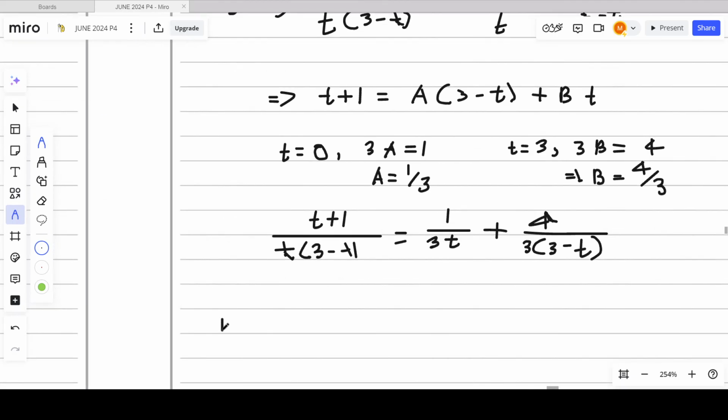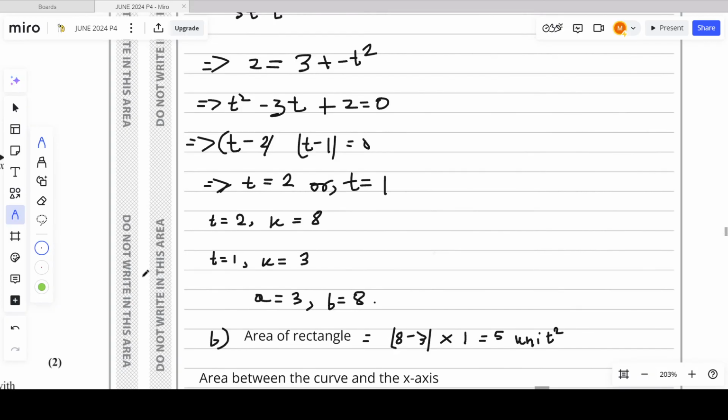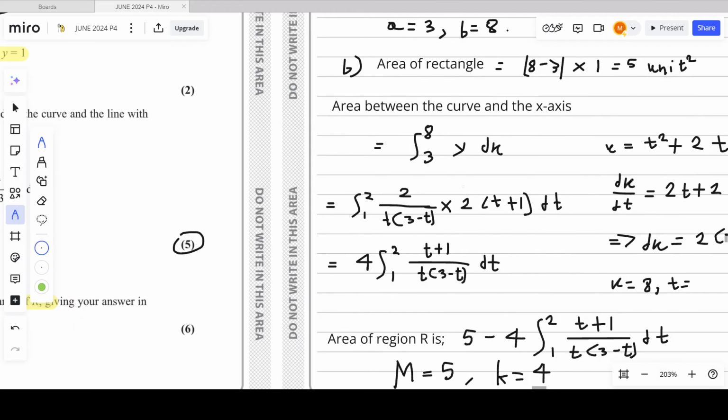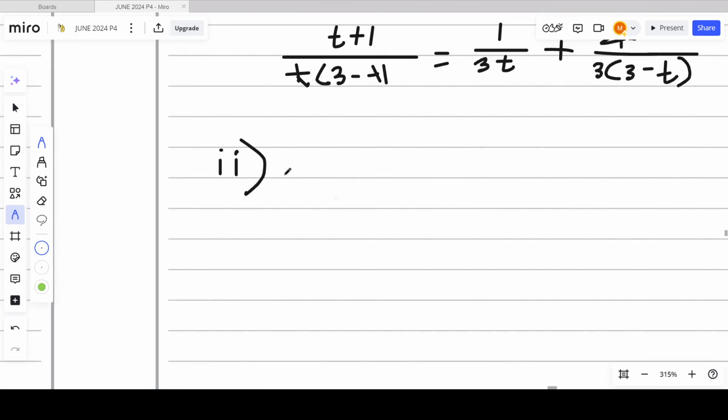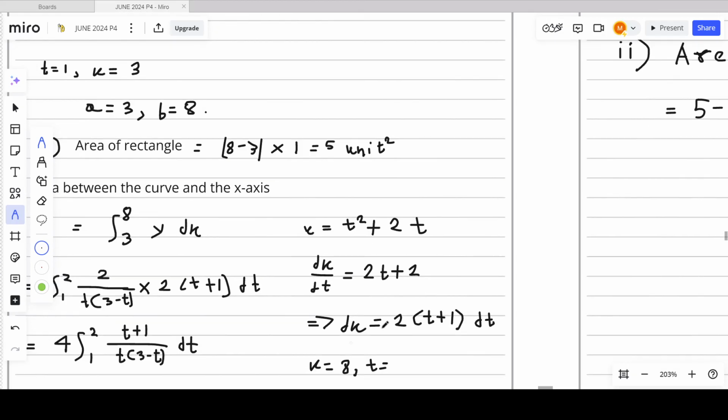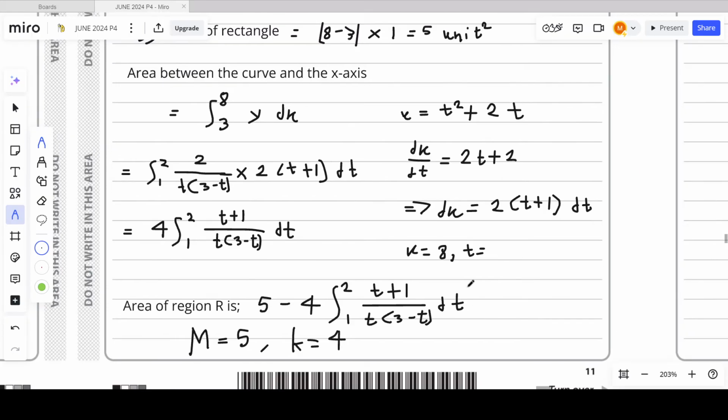Okay, now part 2. In part 2 they asked us to use algebraic integration to find the exact area of R. We need to find out the exact area of R. The area of region R is given by 5 minus 4 times the integral, the upper limit was 2 and the lower limit was 1.